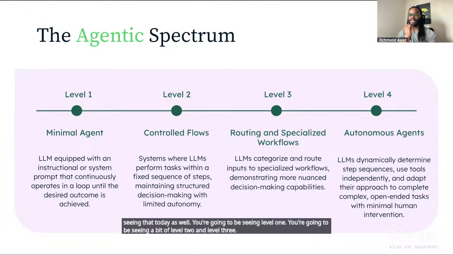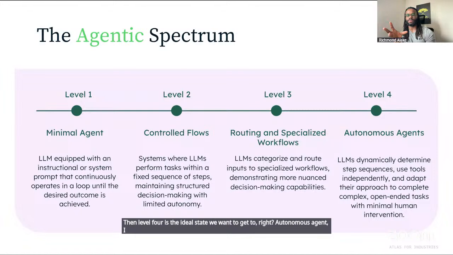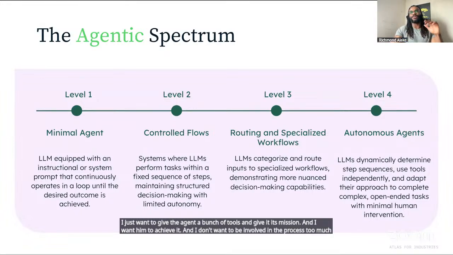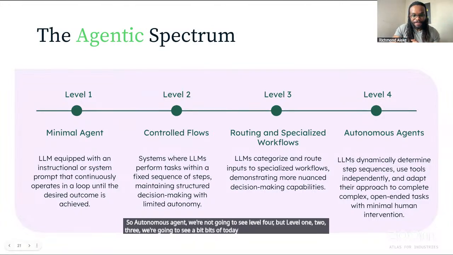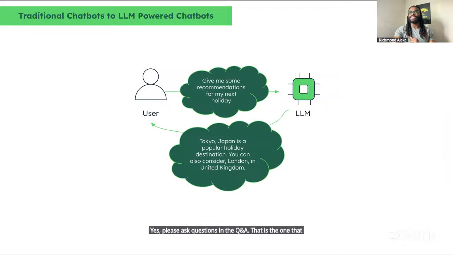Then level four is the ideal state we want to get to, right? Autonomous agent. I just want to give the agent a bunch of tools and give it its mission, and I want it to achieve it. And I don't want to be involved in the process too much. So autonomous agent, we're not going to see level four, but level one, two, three, we're going to see bits of today. Yes, please ask questions in the Q&A. That is the one that I focus on to answer questions.